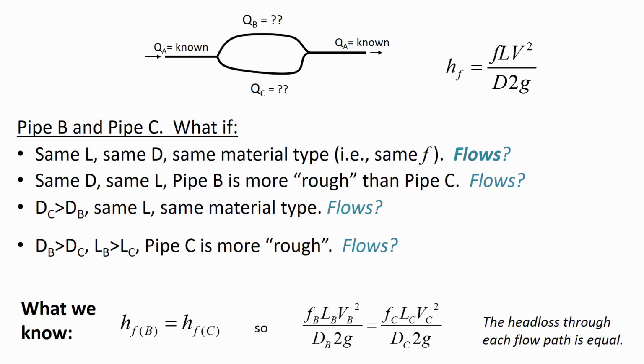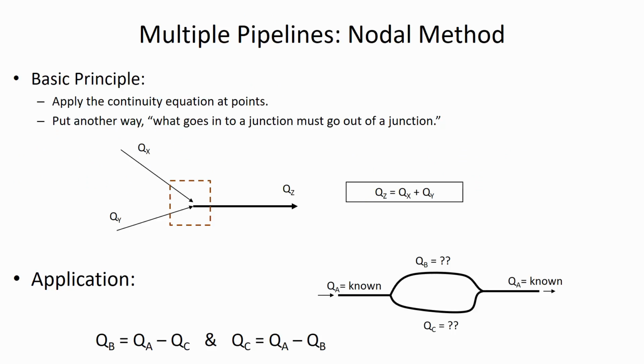And so if we know the friction factor for pipe B and the length for pipe B, we could come up with a ratio of the velocities with this. By substituting in the diameters, the lengths, the roughnesses, we could get a ratio of how much flow is going through B relative to how much flow is going through C. And we could use that ratio back here in the continuity equation to find out how much flow goes through each pipe. That's the direction we're headed in.